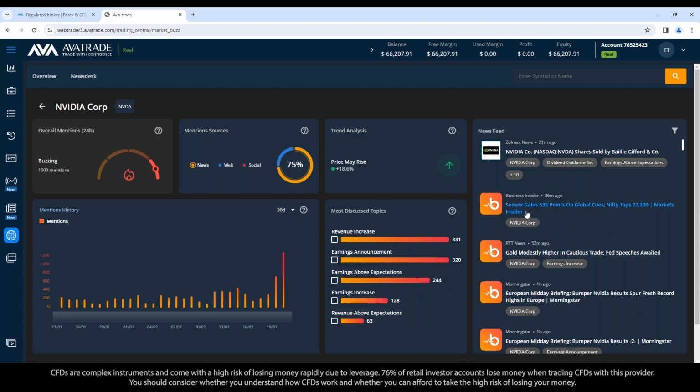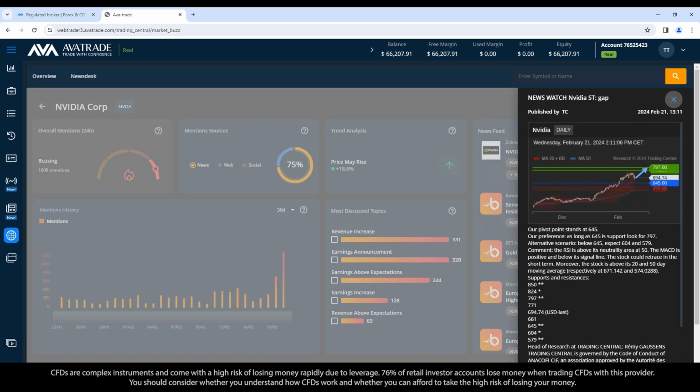So if we start to look at NVIDIA, we can see the expectation. Price may rise. You don't see that very often, by the way. I'll tell you, I've looked at this tool a lot. Price may rise. 18.6% is the prediction, okay? And they're not talking about in the coming year. They're talking about in the coming days, right? Or the coming weeks anyways.